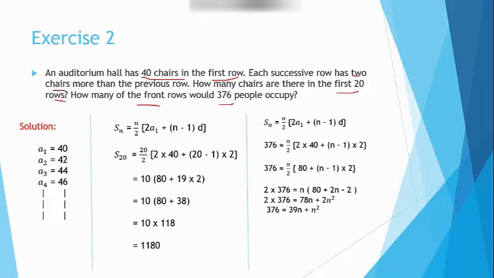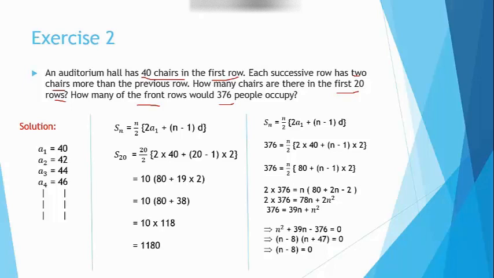Then we multiply both sides by 2 in order to get rid of the 2 attached to the n. So 2 times 376 equals n times 80 plus 2n take away 2, as the brackets are resolved. So 2 times 376 equals 78n plus 2n squared. Again, the brackets are resolved by multiplying n by each of the terms inside the brackets, which gives 78n plus 2n squared. By dividing both sides by 2, we get 376 equals 39n plus n squared.